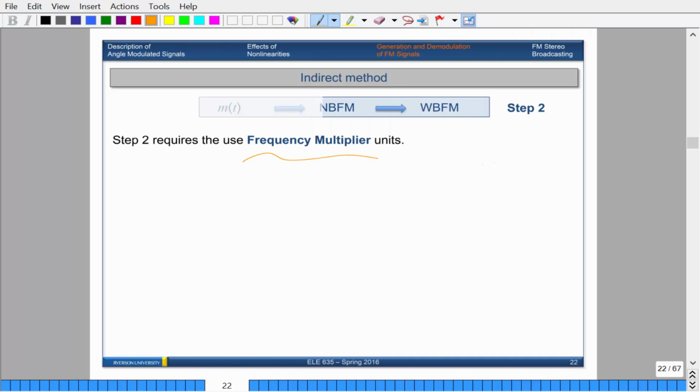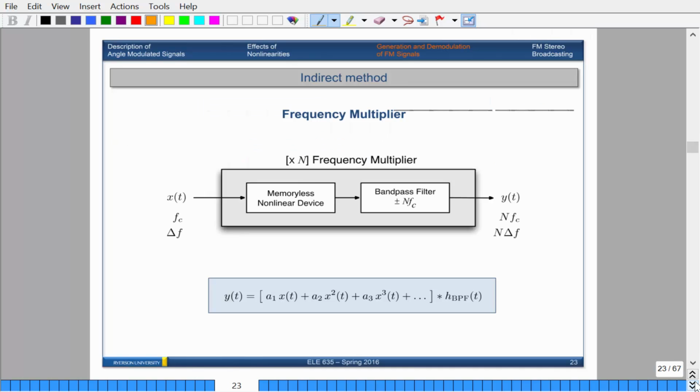So what that basically means is that you're going to take the carrier frequency, or whatever frequency is concentrated in that narrow band, and you want to make it bigger by multiplying the actual frequencies. So how exactly does this work?